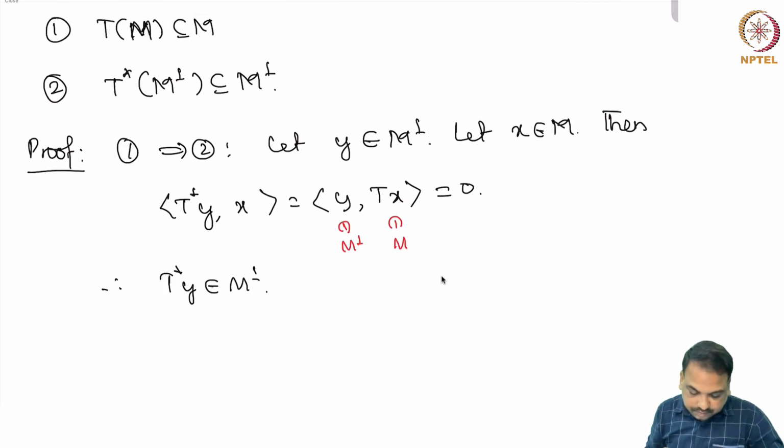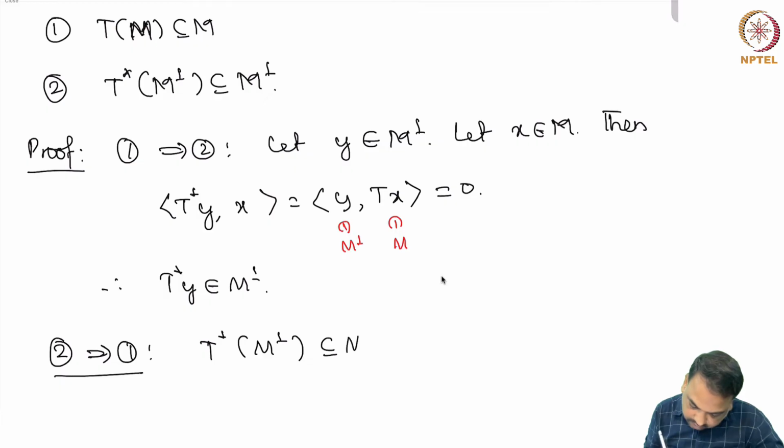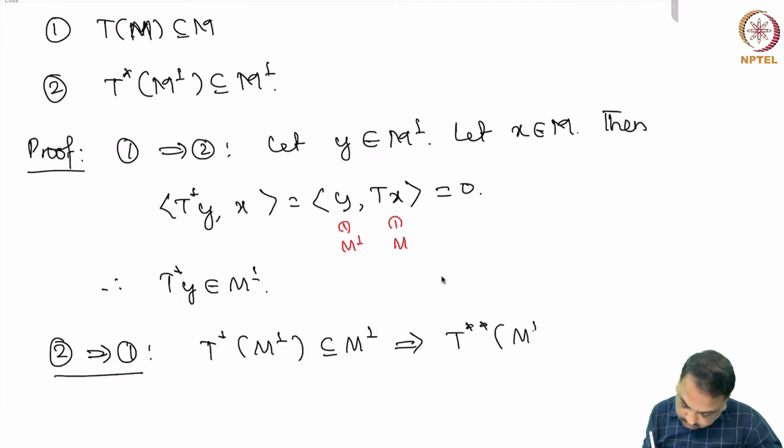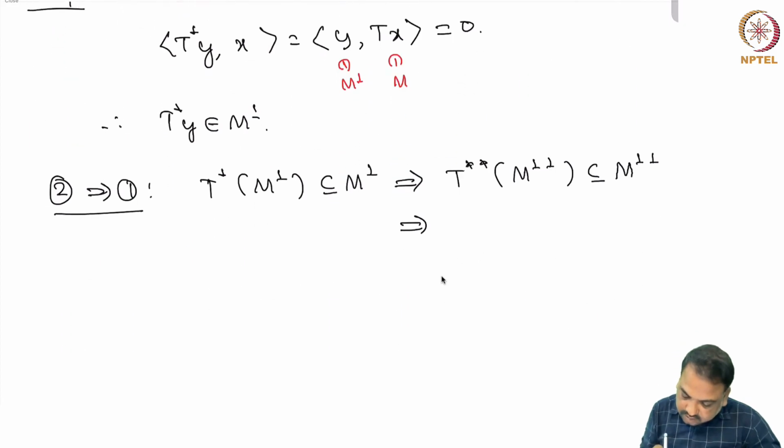On the other hand, 2 implies 1 is trivial, because T star of M perp is contained in M perp implies T double star of M perp is contained in M perp. But we know that T star of T double star is T, and M double perp is the closure of M, but M is closed here. So T of M is contained in M.